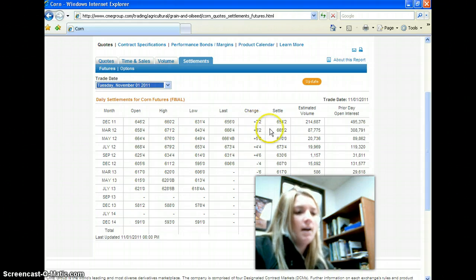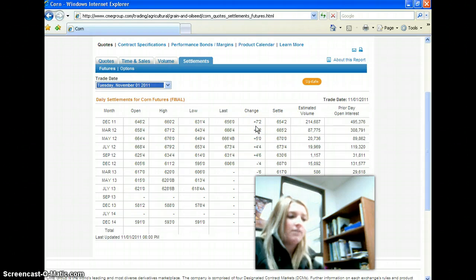The settle is what it actually closed at for that day, and that's what we're really going to look at. This Tuesday closed at $6.54 and a quarter, which was a 7 cent change from the day before. The 6.46 is what it opened at. That's what it settled at the day before. And then today it closed at $6.54 and a quarter. It was a 7 cent change.